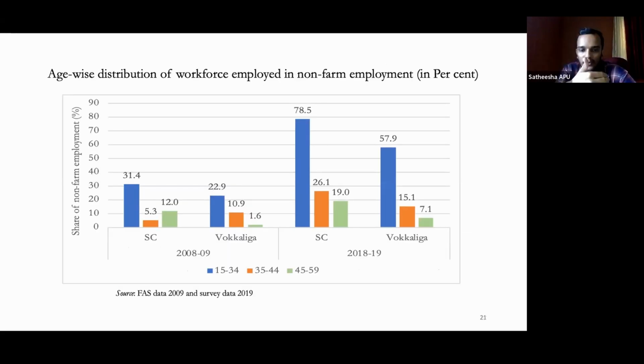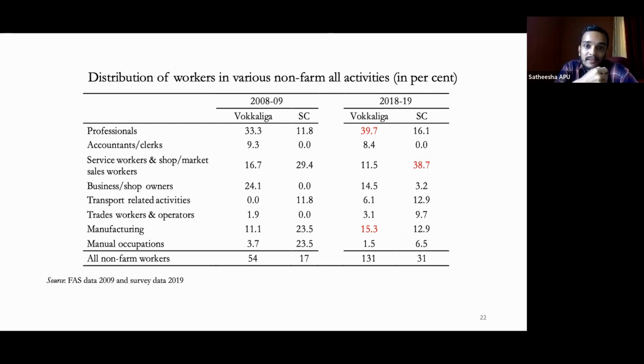And who are moving out? It's mostly the younger workforce between 15 to 34. They're the workers who are moving out of agriculture. This is true for both SC and Vokkaliga. But if you look at the distribution of workers in various non-farm activities, you can see there is a clear difference between Vokkaliga and SC.